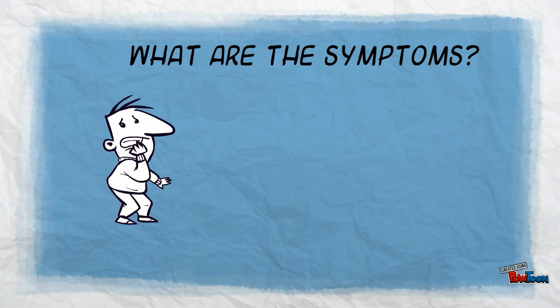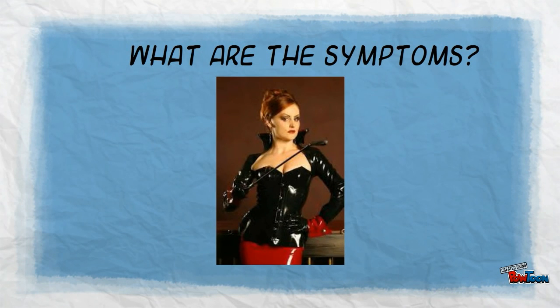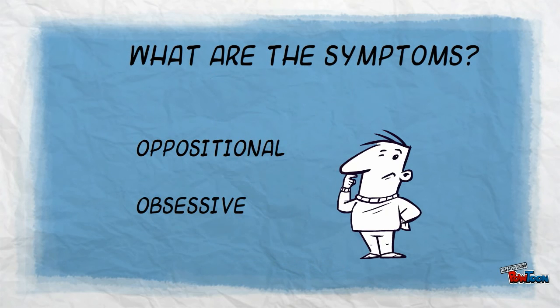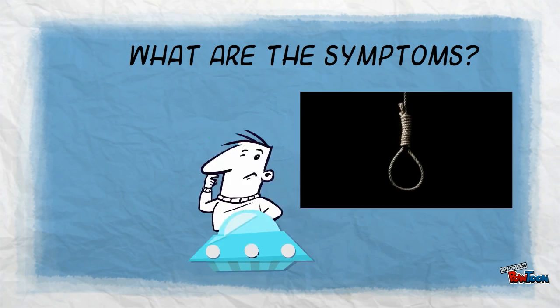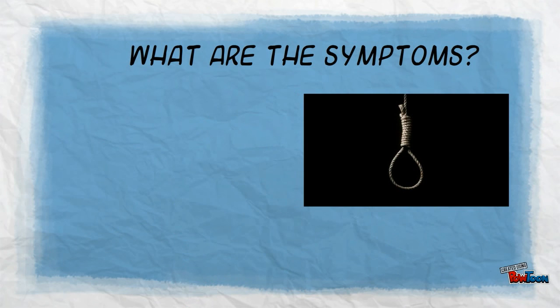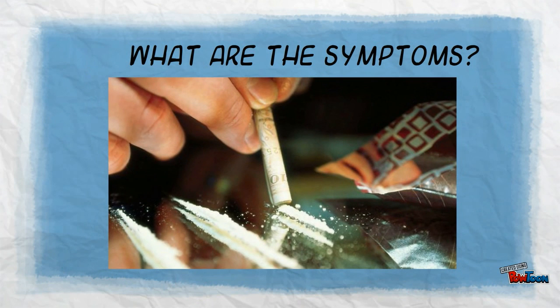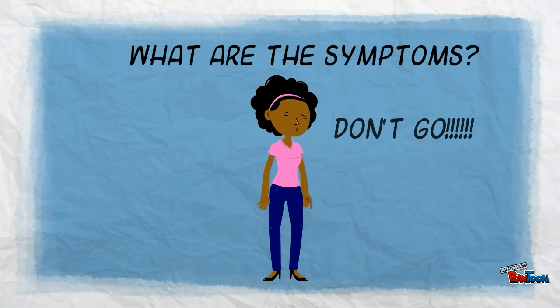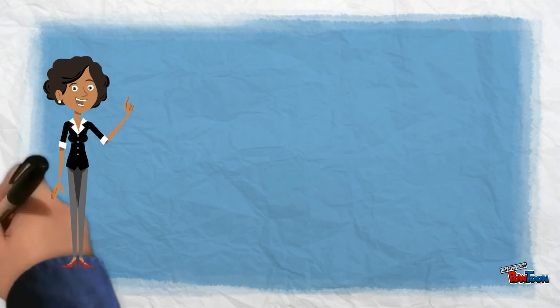Other symptoms include an extreme fear of death, extreme sexuality, oppositional or obsessive traits, hallucinations, suicidal tendencies, and substance use, bedwetting, and severe separation anxiety.